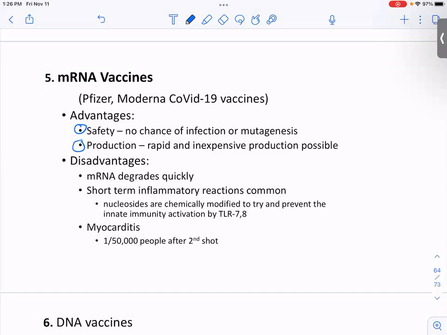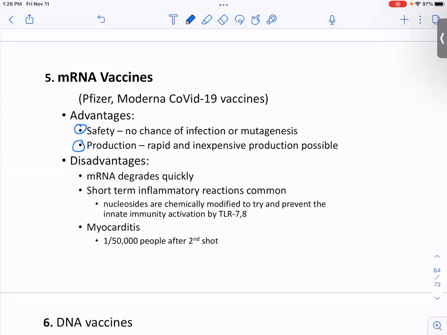Now, there was the argument that we should have started distributing that right away, but we had to go through the protocols and test it. We'll talk about how we test vaccines to make sure that they're safe. And of course, that took months to make sure that it was safe, but we had the technology to come out with it right away.